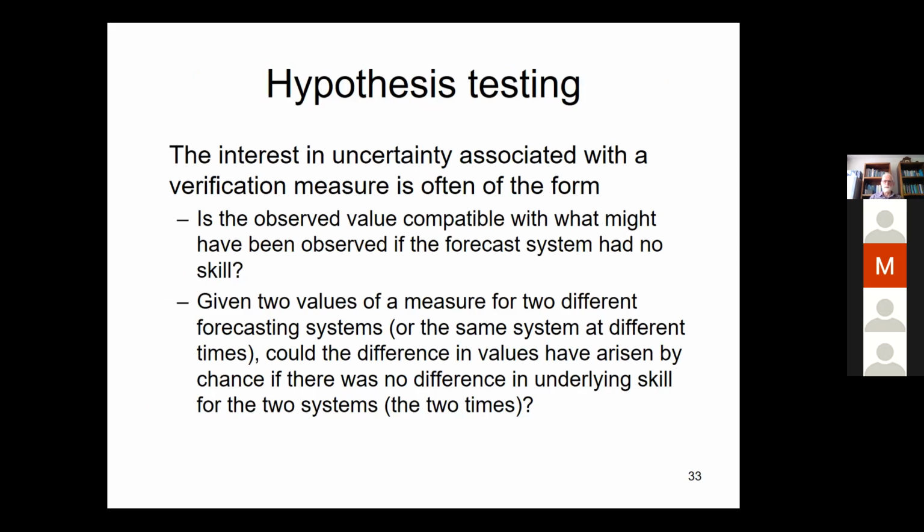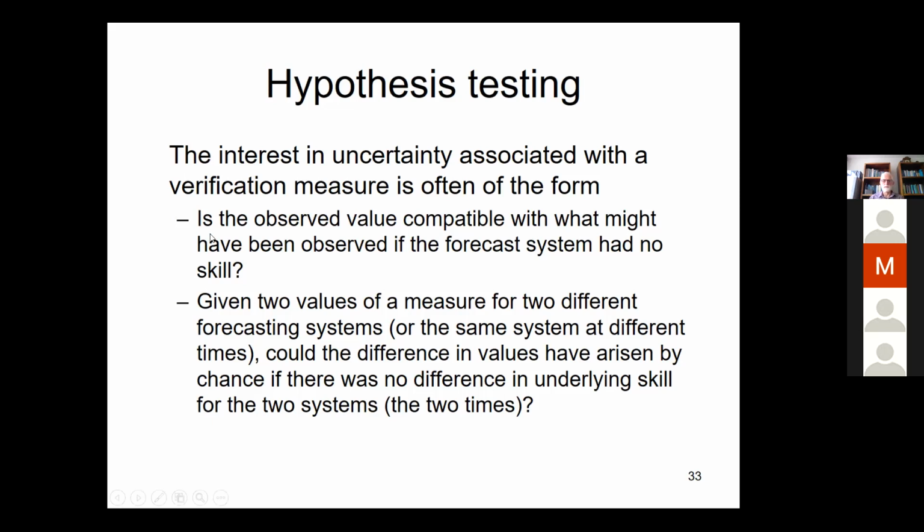Quite often, the interest in uncertainty is to do with, could something that I've observed have been due to chance, and therefore might not have happened if I'd taken a different sample, or is it sufficiently different from what chance would predict that I've observed a real positive value of some verification measure?